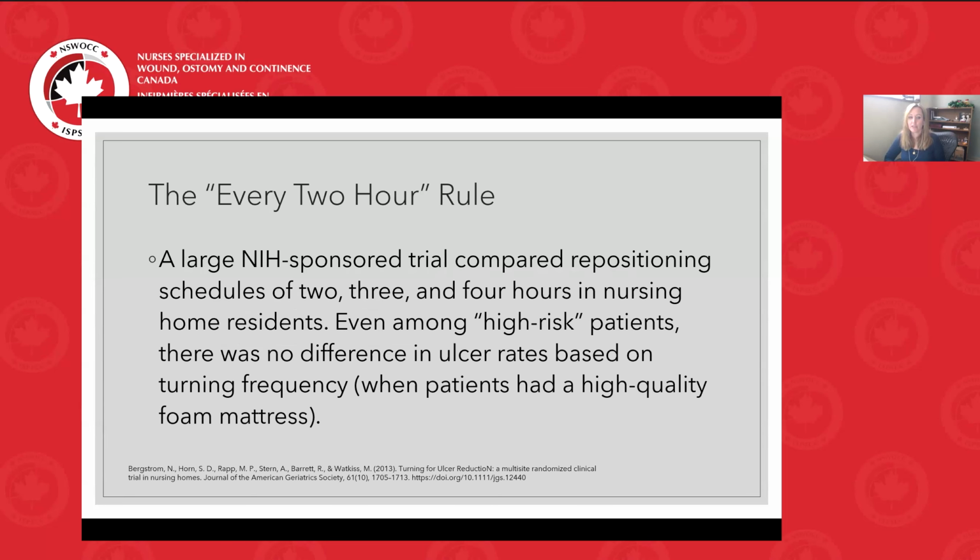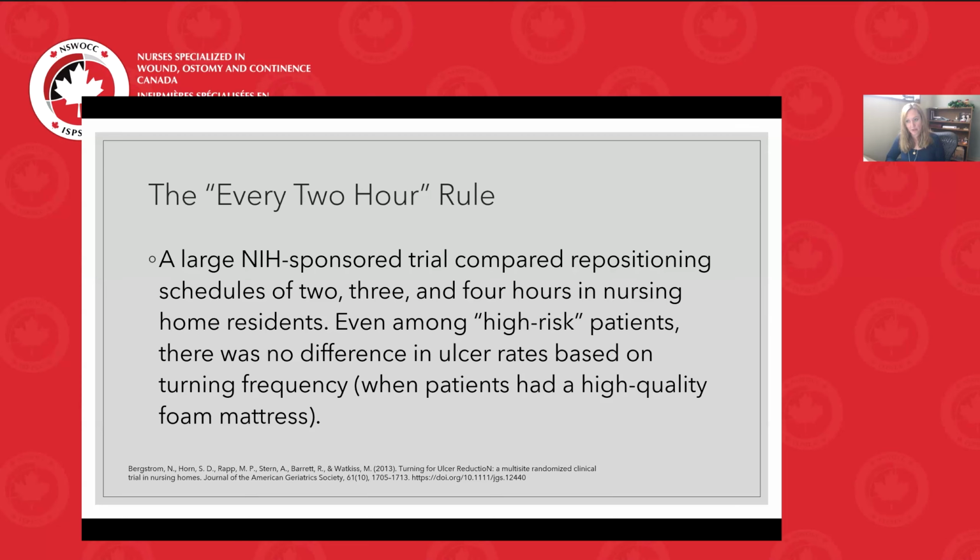When we look at the myth of the every 2-hour rule, recently there was a large NIH-sponsored trial that compared the repositioning of 2, 3, and 4 hours in nursing home patients. Even the ones that were high risk, it was found that there was really no difference in ulcer rate development based on the turning frequency. This is the key though, when they had a high quality foam mattress.